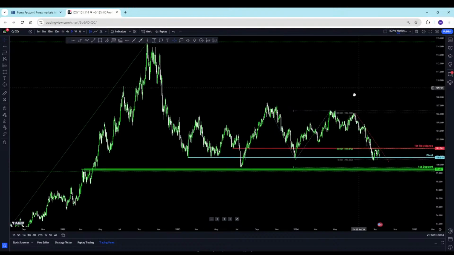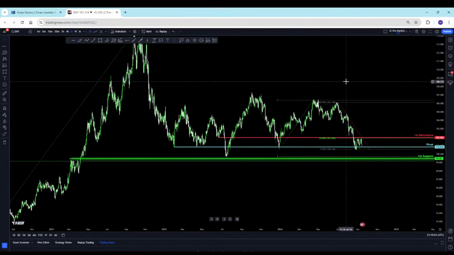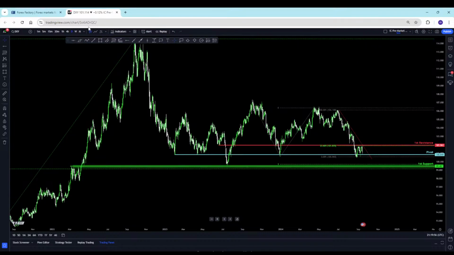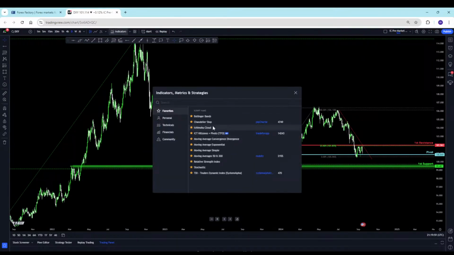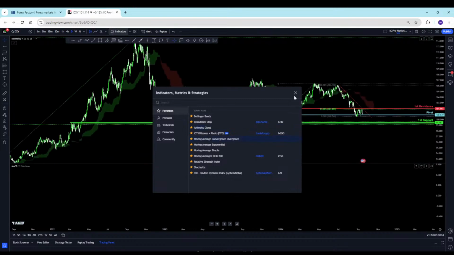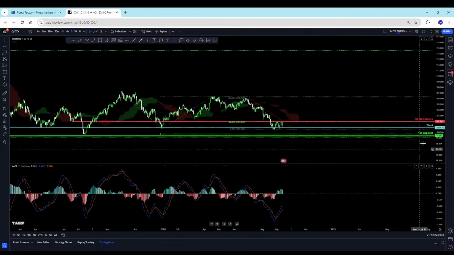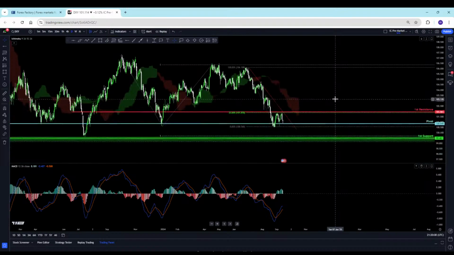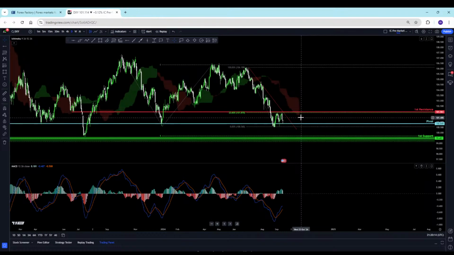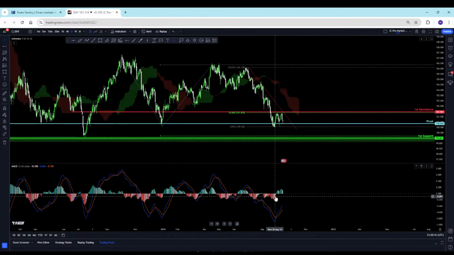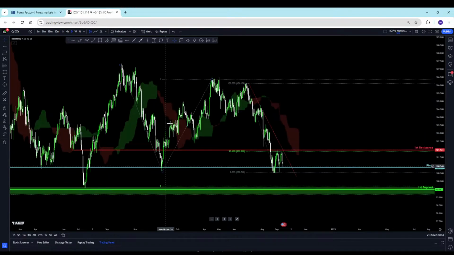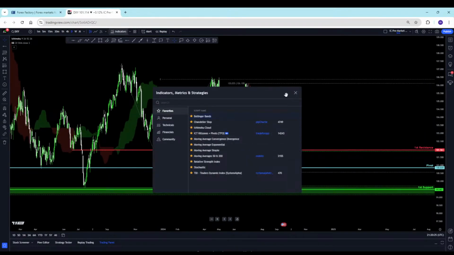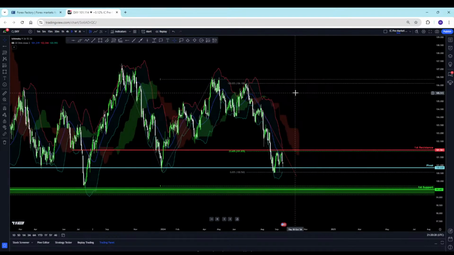Okay, so let's go in with some indicators now. So I like to start off with Ichimoku and MACD because at one glance you can see exactly what the signals are. So for Ichimoku, price is moving below the cloud, so it's giving us a bearish signal. MACD, you can see it's giving us a bullish signal. So that doesn't support our analysis. Okay, Bollinger Bands is not telling us very much right now.